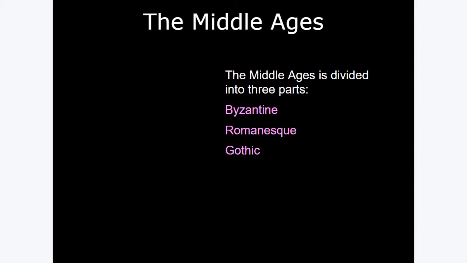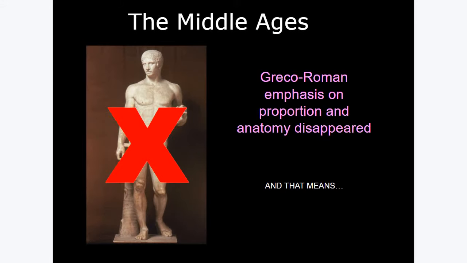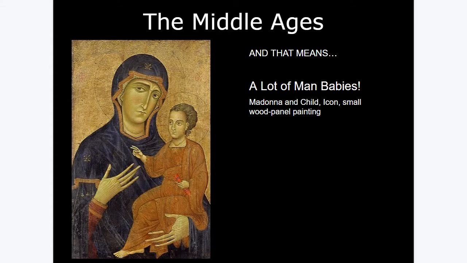But first, remember we were talking about Polykleitos and how he made that whole set of rules, the canon, he called it, which was like how to make the ideal looking guy and the right proportions and everything? Well, forget that, because the Middle Ages, they just lost their minds. They don't know what happened with proportion or anything. It all disappeared. And you know what that means? That means they made a lot of man babies.